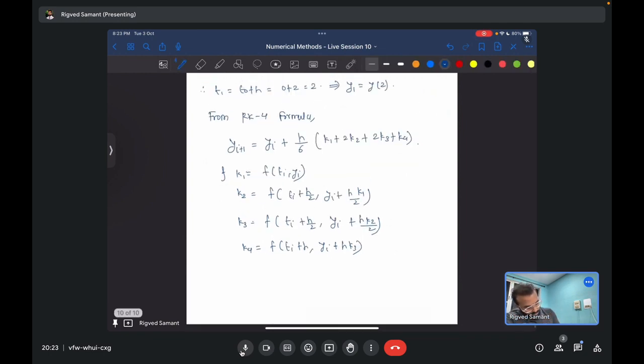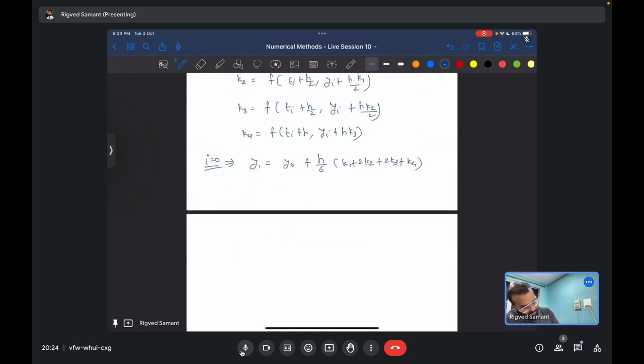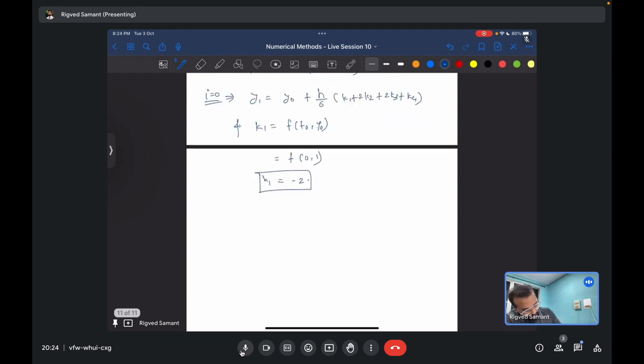Now for i is equal to 0, you will get y of 1 is equal to y0 plus h by 6 times k1 plus 2 k2 plus 2 k3 plus k4. Okay, therefore, and k1 is what? f of t0, y0. So what is t0? f of 0 comma 1. So what is f of 0 comma 1? It is minus 2. That's what we're doing from the start.